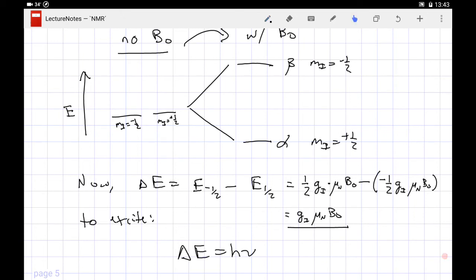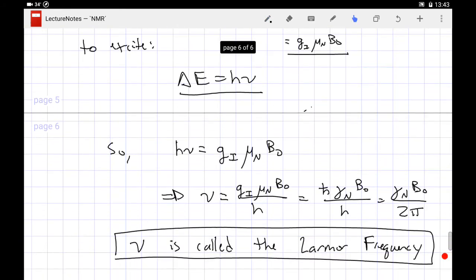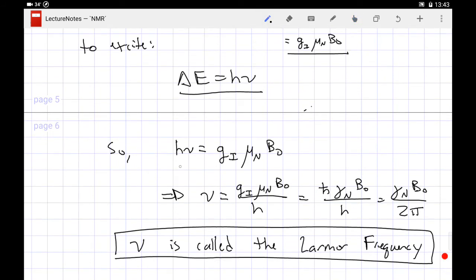Well, we have an energy difference between two states, so we can also consider that energy difference and the radiation that would be necessary to excite those transitions, h nu. We can set those delta E's equal to each other. So here we're going to set h nu equal to g I mu n B naught. Let's solve for the frequency needed to do that. We just divide by h.